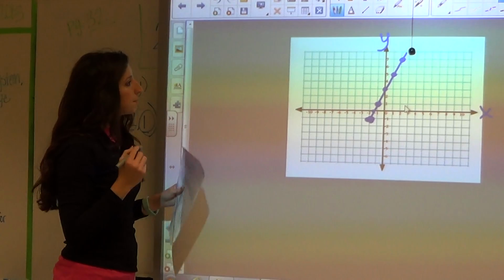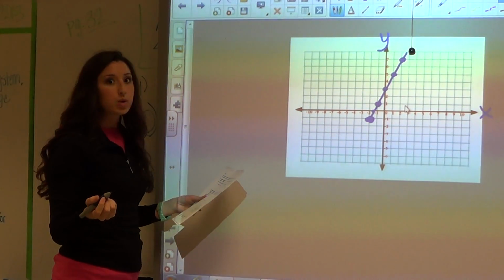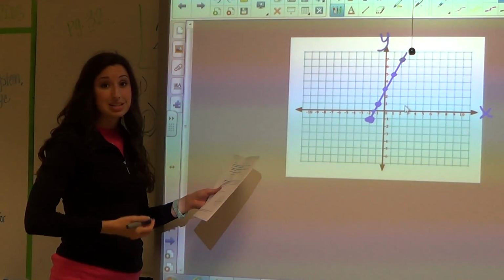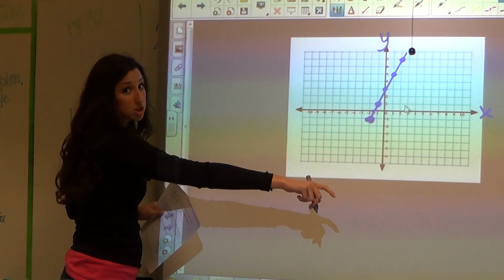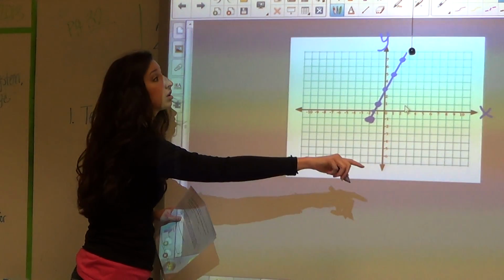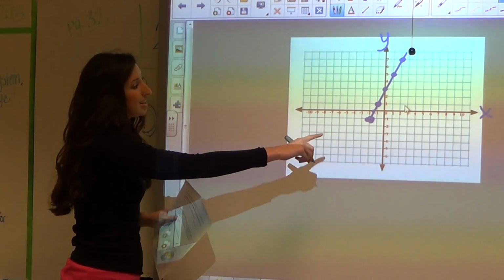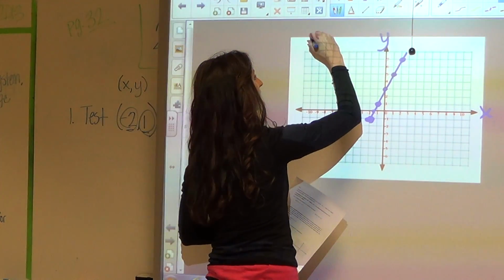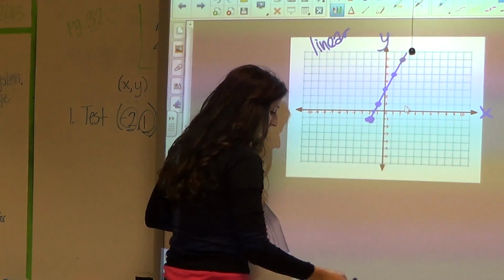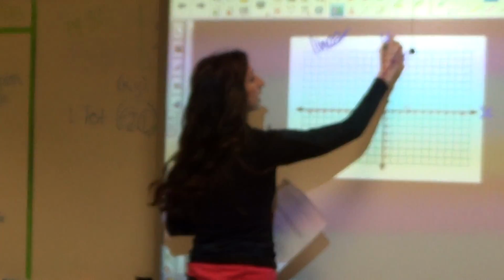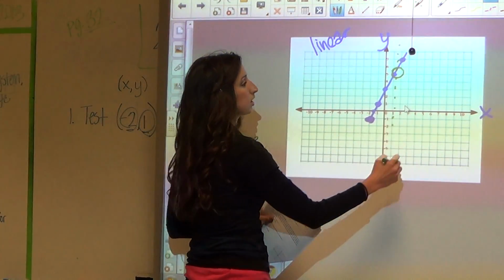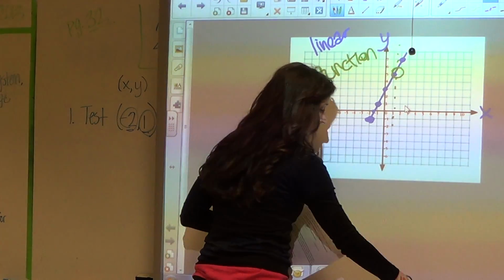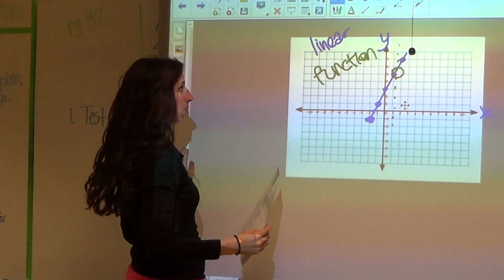Okay, at this point, could we know if this is continuous versus discrete? Well, if I was to continue with my XY chart and it kept going and going and going, this would be continuous. Is this a linear function? Is it a line? Yes, so we can write linear. And finally, is it a function? Can I draw a vertical line and it crosses only one time? Yes, function. Any questions? Hopefully not.